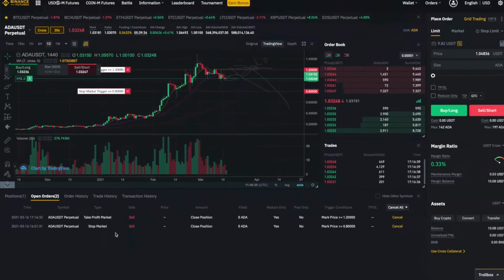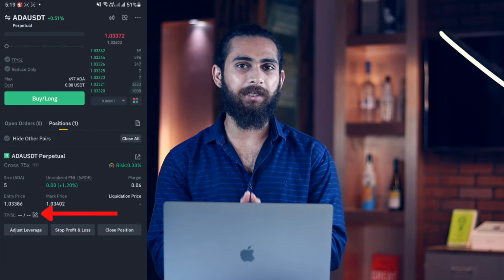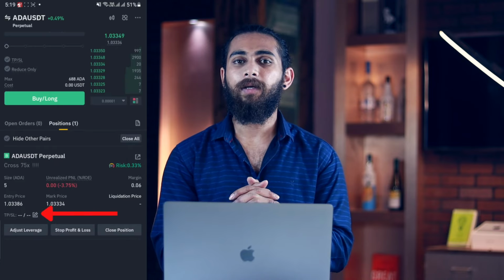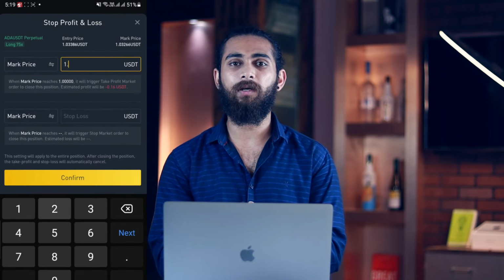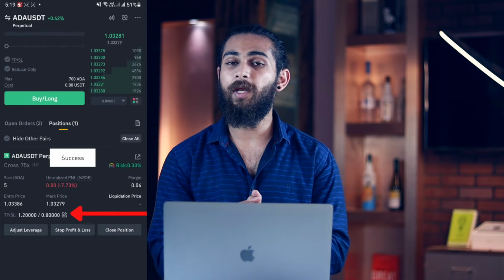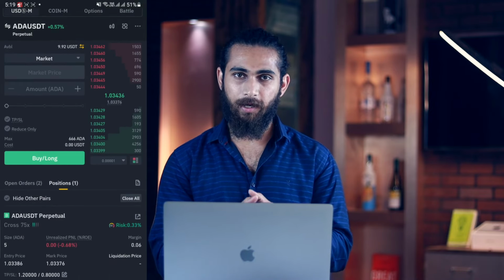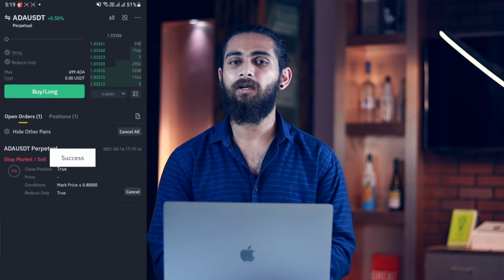The take profit and stop loss will be set, and those orders will be visible over here in the orders section. Now for those who want to use Binance on their smartphone, to set take profit and stop loss, go to the position section. Here click on take profit and stop loss, that is TP and SL. Now enter the take profit and stop loss and click on confirm. Your take profit and stop loss will be set. Always remember, while you set take profit and stop loss, always use mark price. After you set the take profit and stop loss, it will be visible over here in open orders, and you can modify or delete the order from here itself.